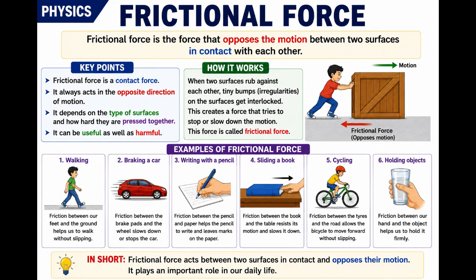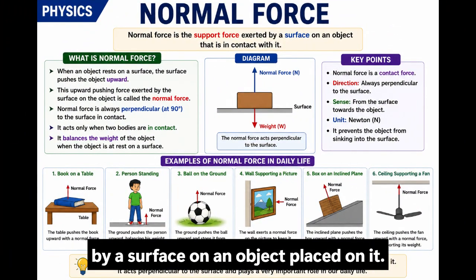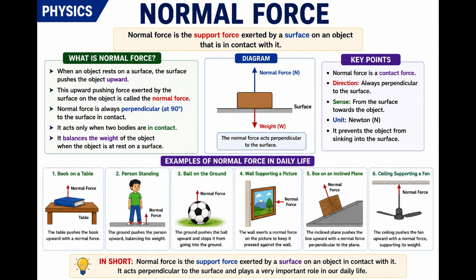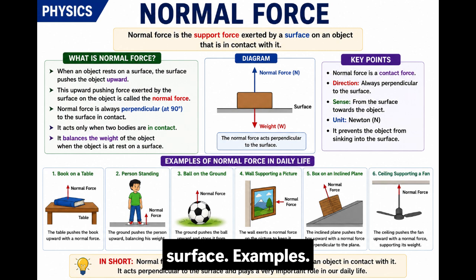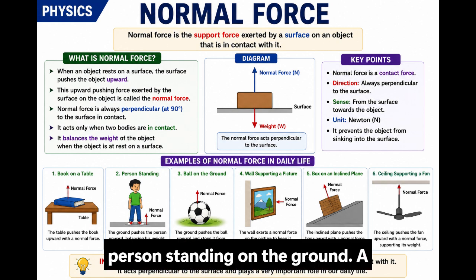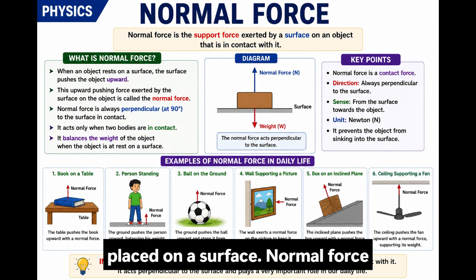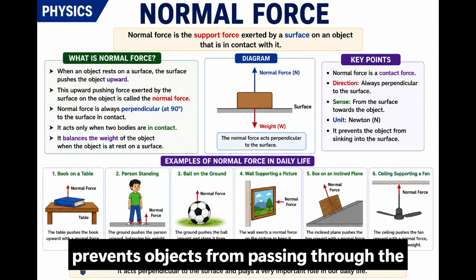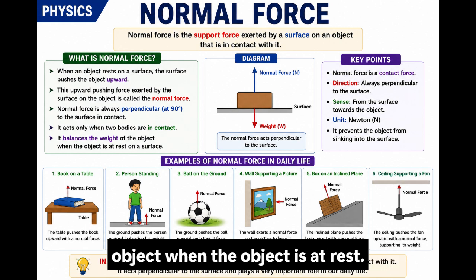Normal force. Normal force is the support force exerted by a surface on an object placed on it. This force acts perpendicular to the surface. Examples: a book placed on a table, a person standing on the ground, a box resting on the floor, a ball placed on a surface. Normal force prevents objects from passing through the surface. It balances the weight of the object when the object is at rest.